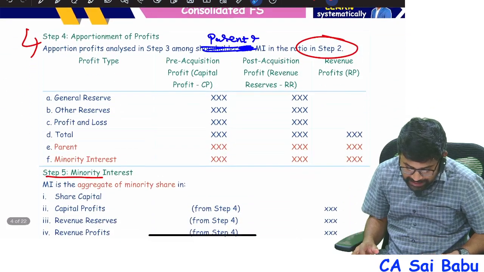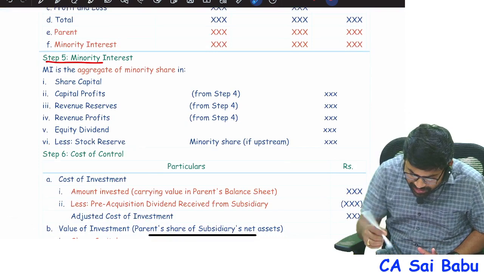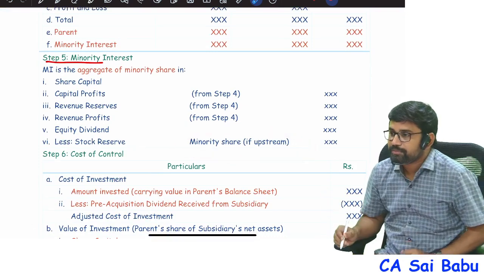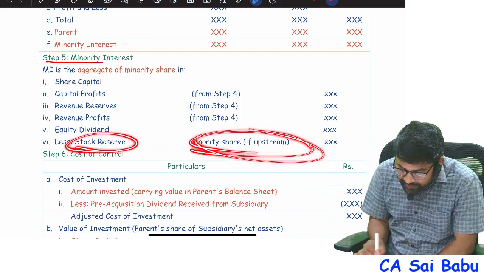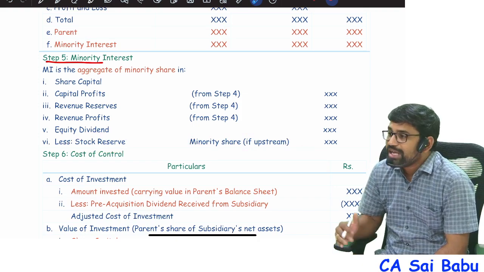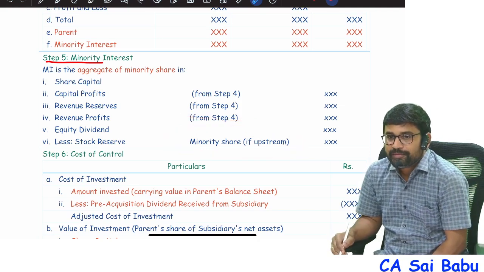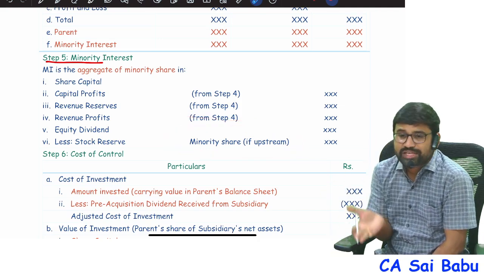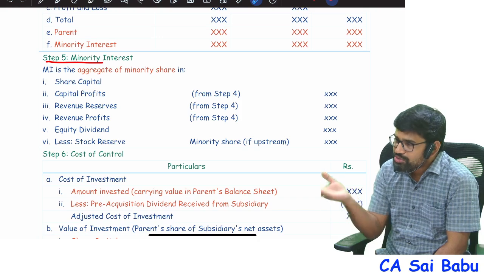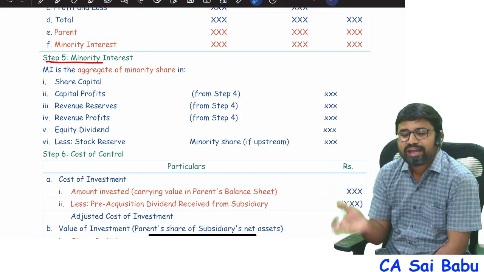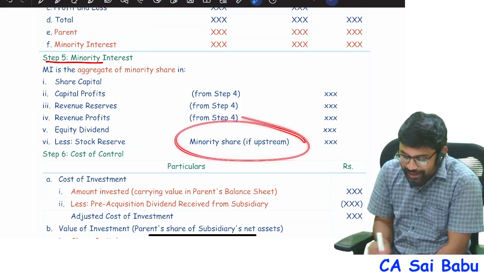Next. Step number 4, we know. Step number 5, we discussed. In step number 5, can you tell me what is the most important thing? Upstream. Why is minority interest deducted in respect of stock reserve only in case of upstream transaction? Why in case of downstream transaction is it not eliminated? Because in downstream transaction, who sold goods to whom? Parent sold goods to subsidiary. When parent sold to subsidiary, profit is there in whose books? Therefore, how will minority interest be affected?